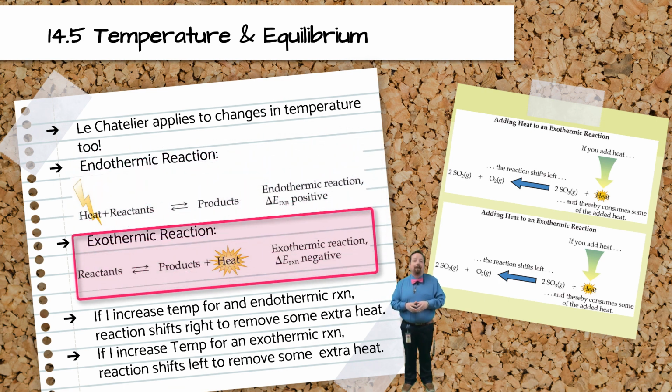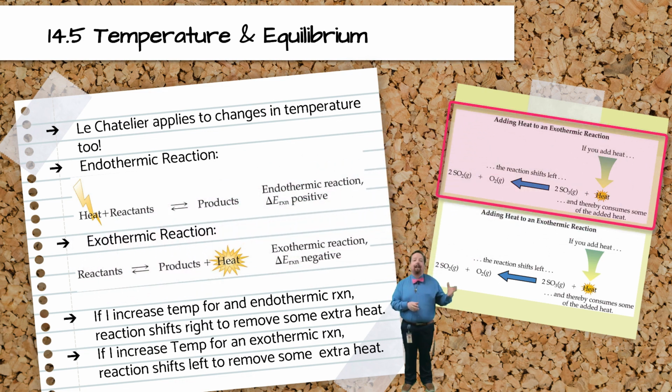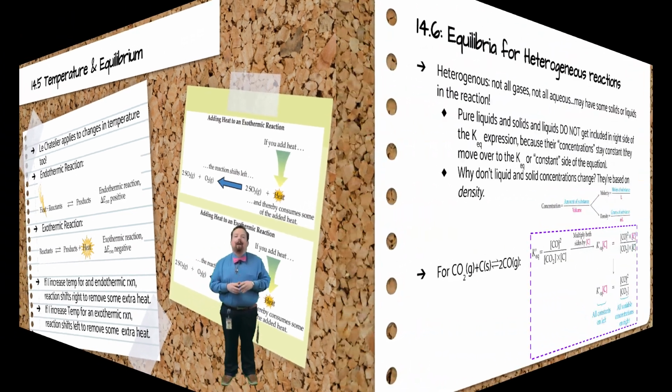For exothermic reactions, heat's on the product side because energy leaves the system. So it does the opposite. If you add heat, it pushes to the left for exothermic reactions. If you take away heat, it pushes to the right.